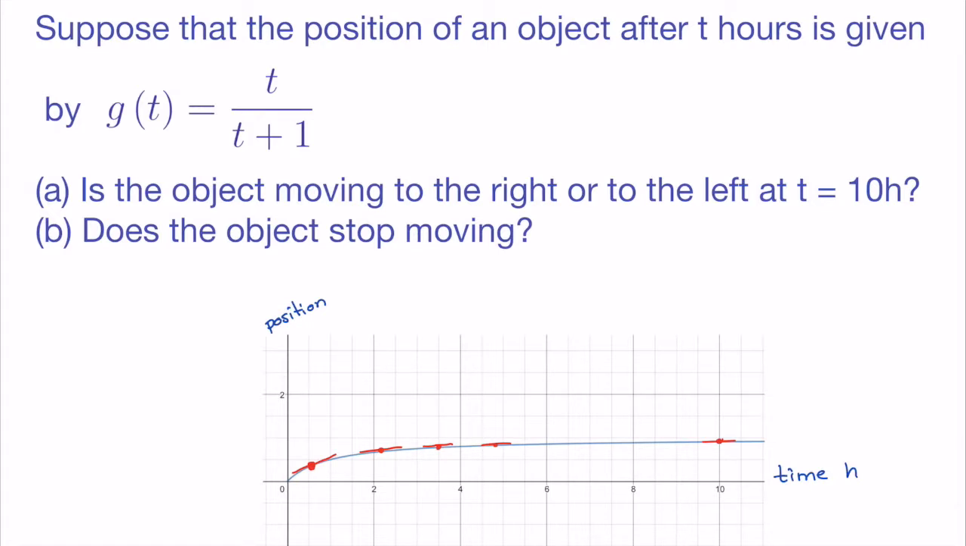And for the second question, as you can see, over time this function continues growing and growing, very slowly, but growing. That means that the object is not stopping at any point. But let's do the algebra.